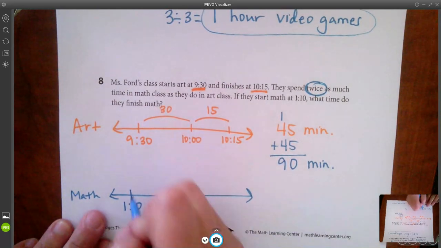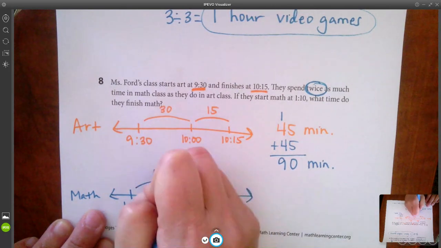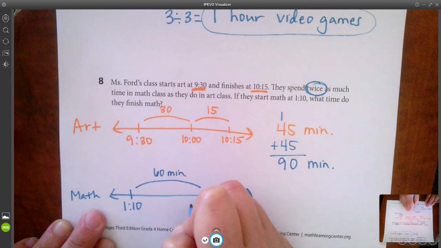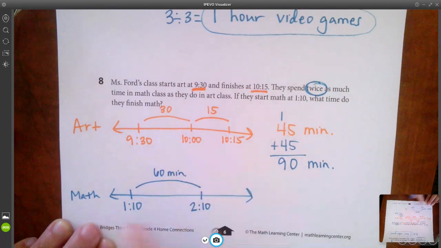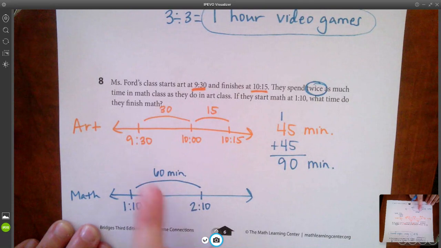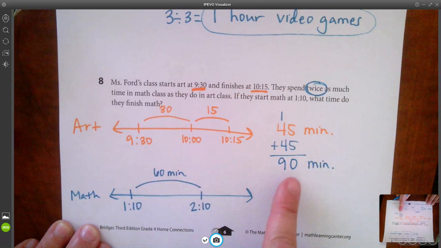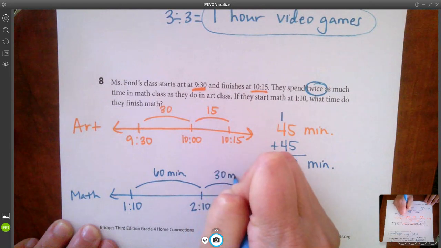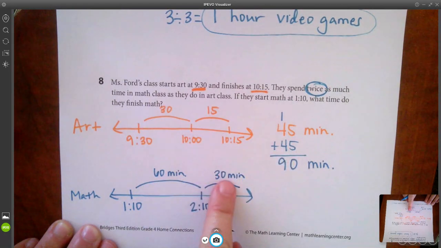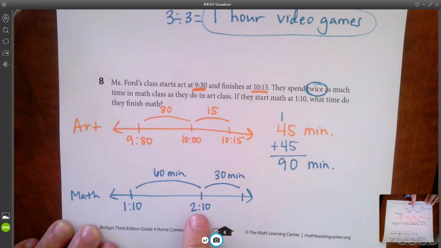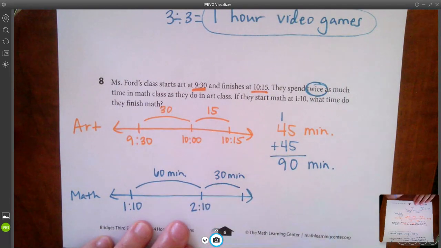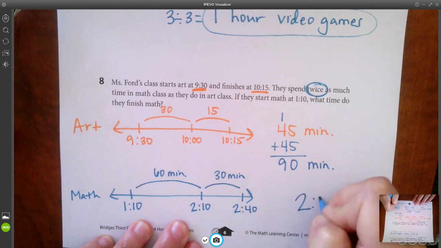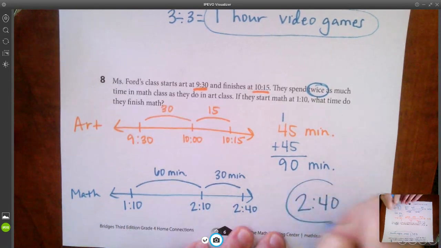Now, I know 90 minutes is 60 minutes, which is an hour. So now we're at 2:10, right? From 1:10 to 2:10, but I've only jumped 60 minutes. I've got to jump 90 minutes. So I'm going to jump 30 more minutes. There's my 90. Let's see what time math ends. 210 plus 30 would be 240. So math class ends at 2:40.